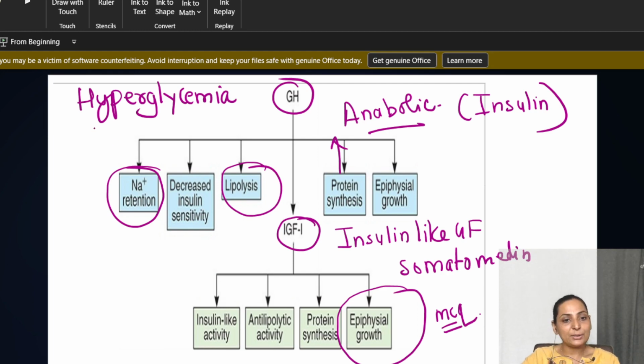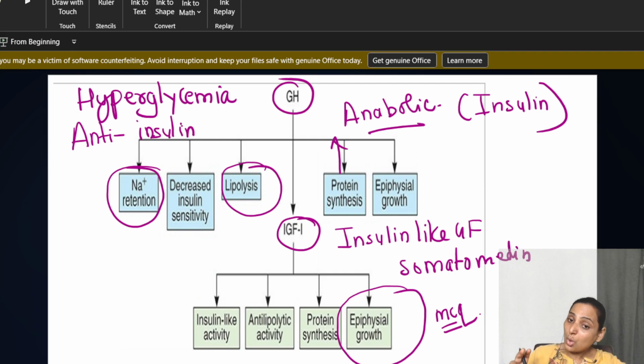But what does it do? It also causes a decrease in the insulin sensitivity. It decreases the sensitivity of the target tissues to insulin. That means in some cases it is behaving as anti-insulin. It is sharing protein synthesis with insulin, but the glucose level it is increasing by decreasing the sensitivity of the tissues to insulin. So it is anti-insulin. So what does it do? It causes increase in the glucose level.